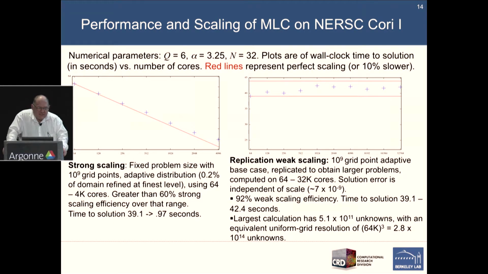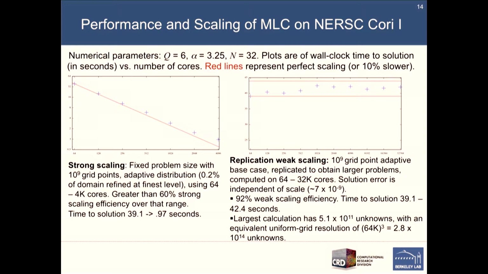So how does this scale get you the performance you asked for? The answer is yes. So here's our baseline performance case. Capital Q is equal to 6, alpha, which is the radius, is 3.25, n equals 32. The plots are wall clock time to solution in seconds versus number of cores on Cori phase 1. And red lines represent perfect scaling. So this is strong scaling, 10 to the 9th grid points and applying 64 to 4K cores.